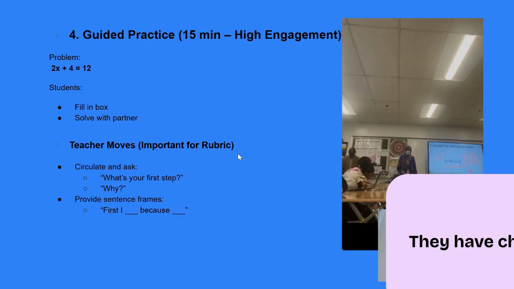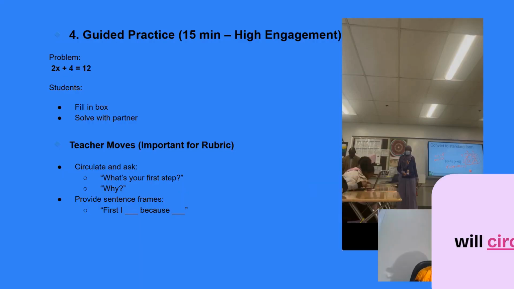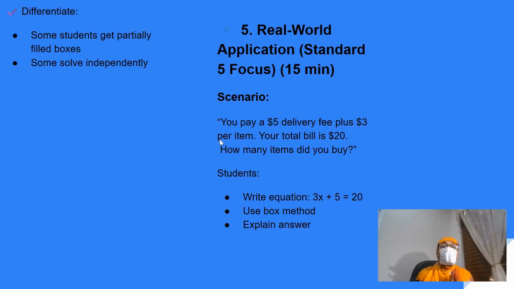And guided practice would be 15 minutes, high engagement. Given the problem 2x plus 4 equals 12, students fill in the box and solve with a partner. You can see they talk to each other, and teachers will circulate. It's not just one teacher, it's the content teacher and special ed teacher plus para educator. Circulate and ask, what is your first step? Why? Provide sentence frames first: I blank, then because, and let them think and try to do it.